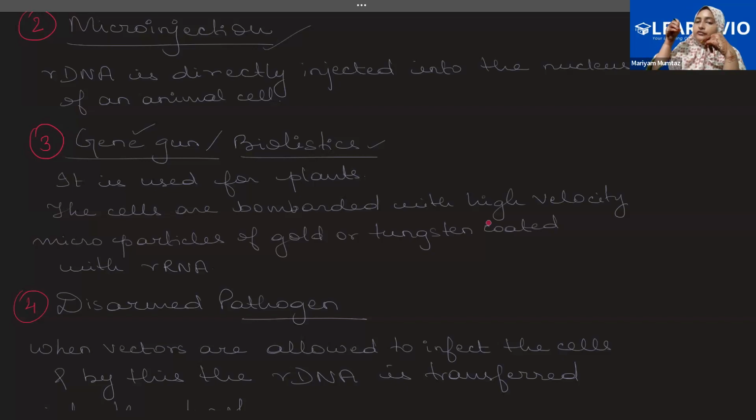So a lot of microparticles of gold and tungsten. It doesn't mean it's present in a big ball. No, tiny, very small microparticles, and the cell gets bombarded. Bombarded means constantly thrown with gold and tungsten that is coated with recombinant DNA. So this is used for plant cells.